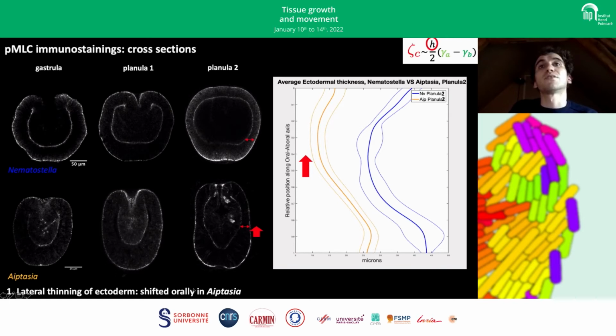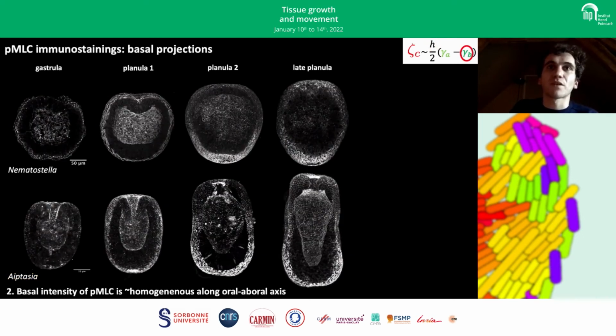What I want to say is that in Aptasia, this thinning of the ectoderm is shifted already. It gets thinner more towards the oral side compared to Nematostella. Regarding the basal side, the intensity is actually quite homogeneous, quite constant across the whole axis. I just realized yesterday I had an issue with my quantification. You will have to trust me on this one. But regarding the basal side, gamma B here, it's constant mostly across the whole axis. There are some small enrichments in the oral side, but very late.